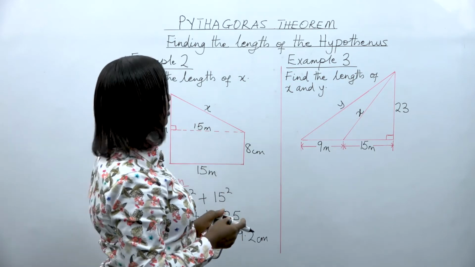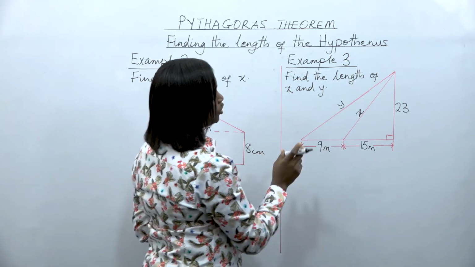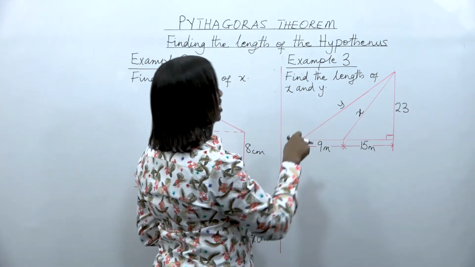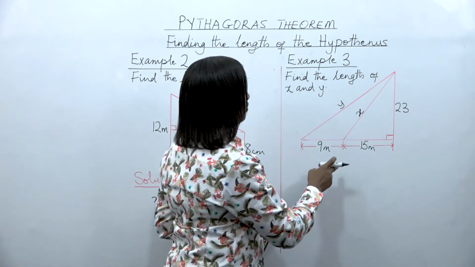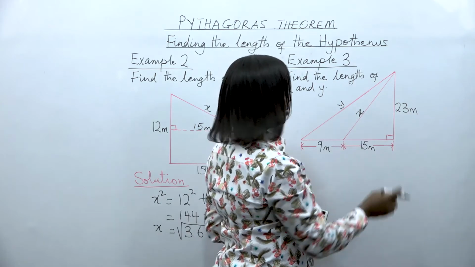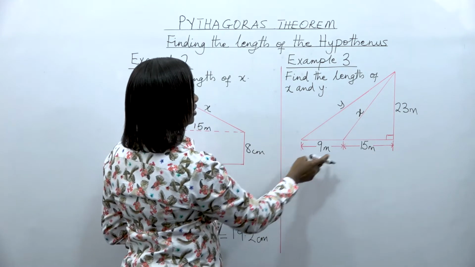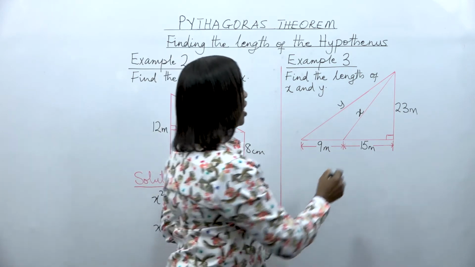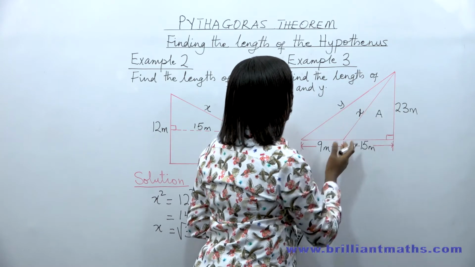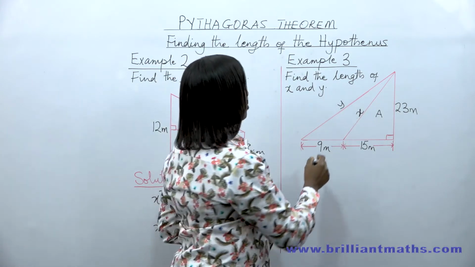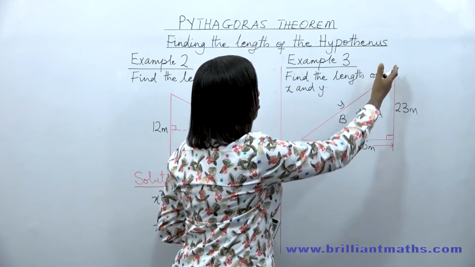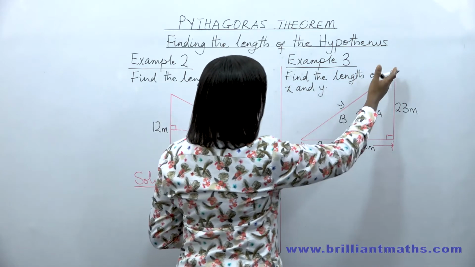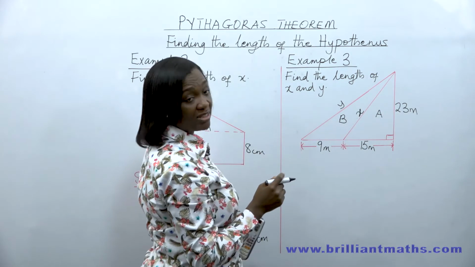In example 3, we have two triangles, two right angle triangles. One is in the other. So we have, this length is 23 meters, and the entire length here is 15 plus 9. So I'd like to split the two triangles and call this triangle A, which is a smaller triangle, which is a part of triangle B. So triangle B is the entire triangle. All right? So the hypotenuse of the first triangle A is x.